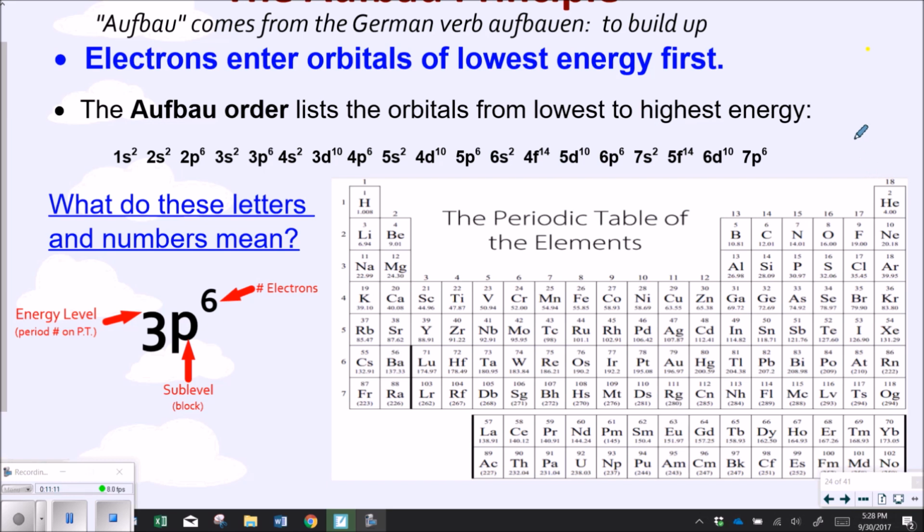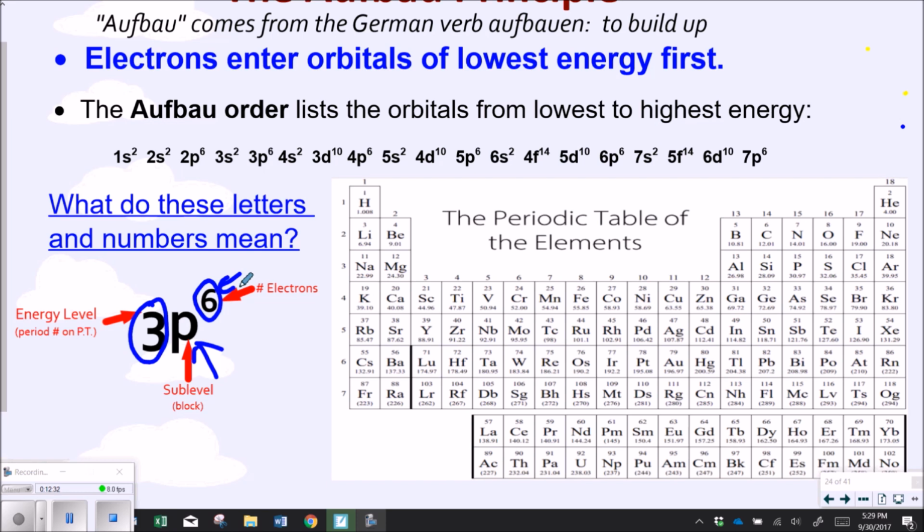First, let's see what the letters and numbers mean. So for example, if we had 3p6, the 3 here represents the energy level. The P is the sublevel, and the little 6 over here is the number of electrons. So how do we read the Aufbau order? We read it like a book on the periodic table from left to right and from top to bottom.